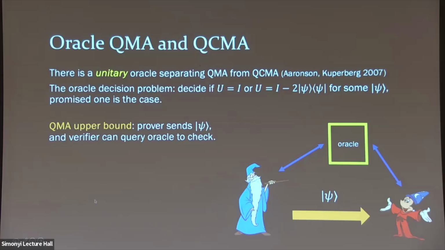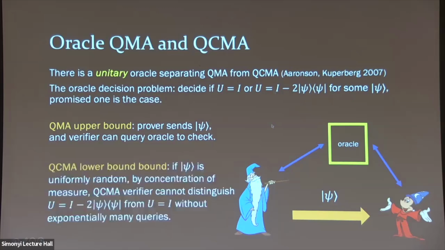The QMA upper bound should be clear. In order to prove that the oracle is of the second case, the prover can just send the state ket psi. So it's a collection of little n qubits. And the verifier can use the oracle to check that a minus sign was applied, and it would accept for really in this second case. QCMA lower bound, there is a QCMA lower bound.